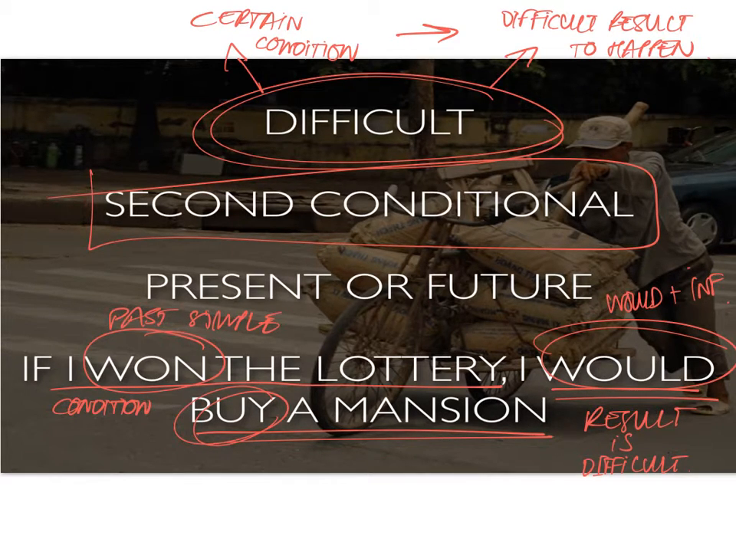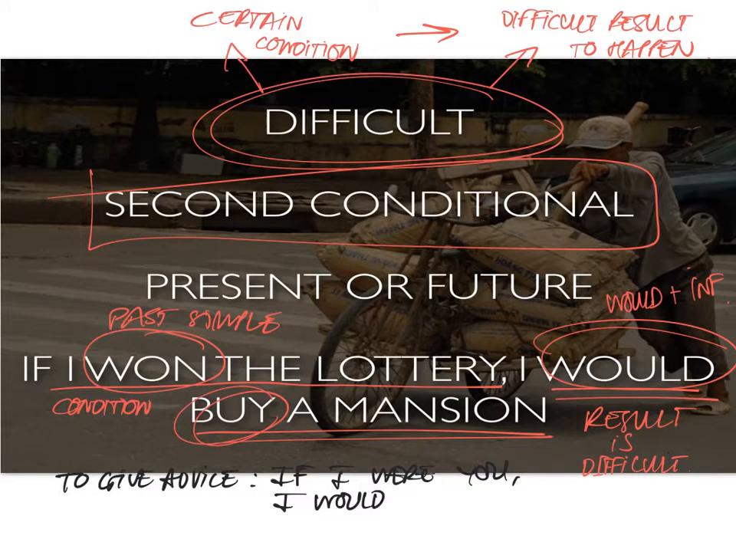Another use that we can have with second conditional is to give advice, okay? Usually it's like this: If I were you, I would pay attention. Okay, I'm giving advice. I cannot be you, but in that imaginary situation, that's what I would do.